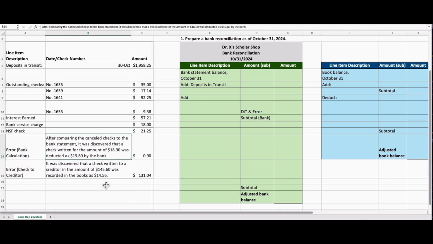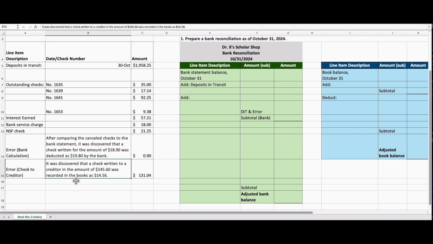After comparing the canceled checks, it was discovered that a written check in the amount of $18.90 was deducted as $19.80 by the bank. So that's a 90-cent difference. Because that was done by the bank, this entry error is going to have to be entered on the bank side of the reconciliation.